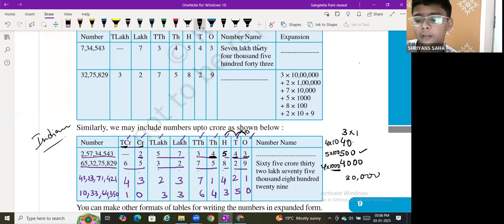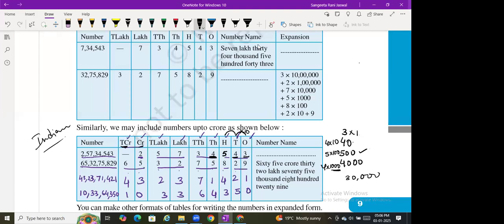Yes, this is expanded form. Yes, it is becoming expanded form. I'm teaching you from the very basic thing, for those who don't know. And then you have the lakh place after 10,000, and so on it goes.